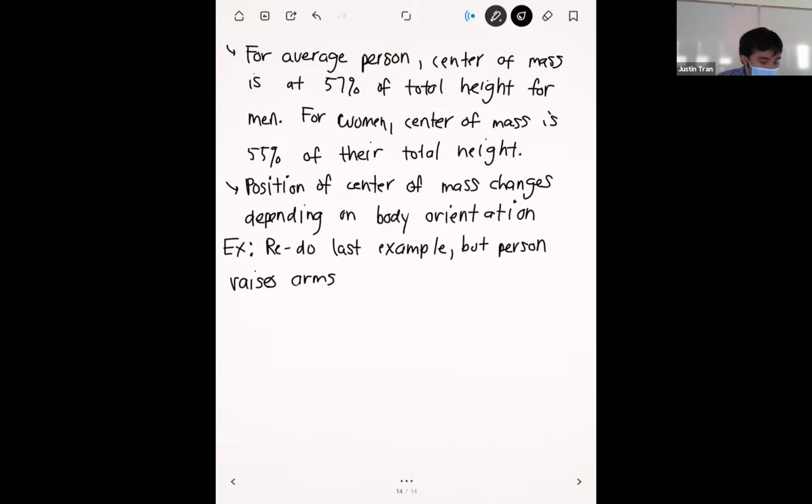And so if this person raises their arms, you can kind of see from me that my elbows are now kind of in line with my head. Okay. And so what we're going to assume is that when they raise their arms, the height of their arms matches the head as well.